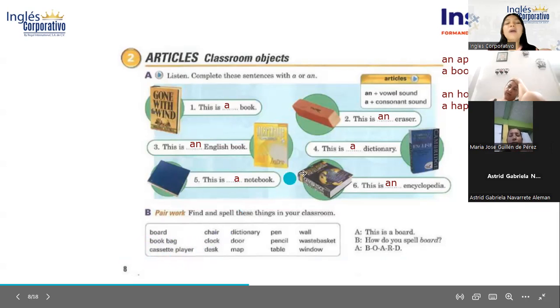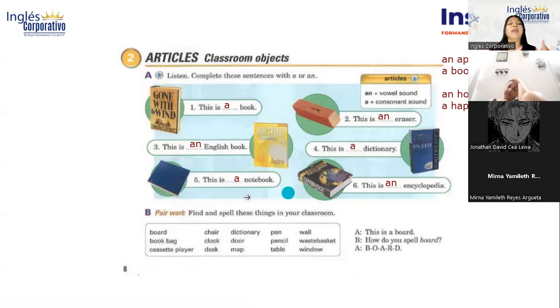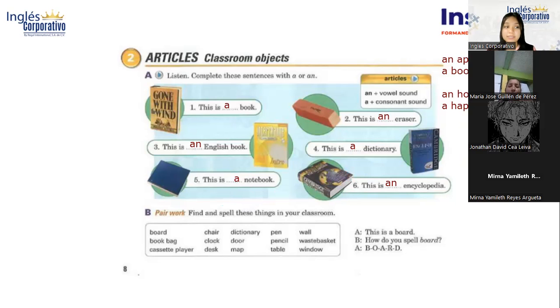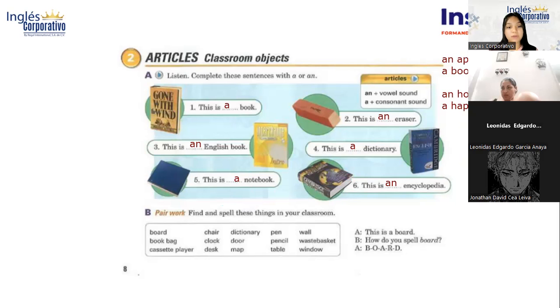C-A-S-S-E-T-T-E P-L-A-Y-E-R. How do you spell chair? C-H-A-I-R. Excellent. How do you spell clock? C-L-O-C-K. And how do you spell desk? D-E-S-K. Very good. And how do you spell dictionary? D-I-C-T-I-O-N-A-R-Y.